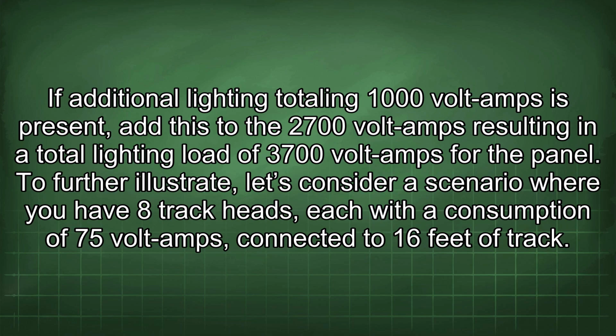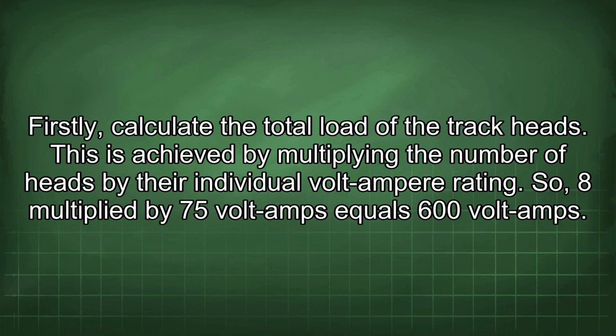To further illustrate, let's consider a scenario where you have 8 track heads, each with a consumption of 75 volt amps, connected to 16 feet of track. Firstly, calculate the total load of the track heads. This is achieved by multiplying the number of heads by their individual volt ampere rating. So, 8 multiplied by 75 volt amps equals 600 volt amps.